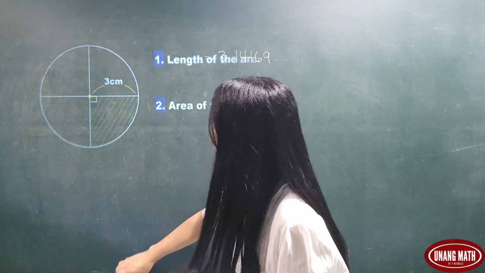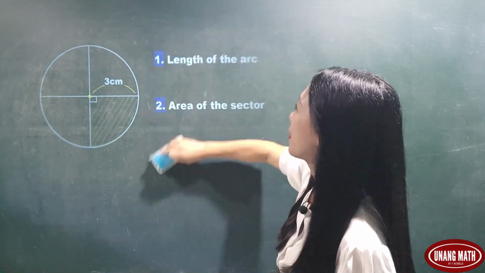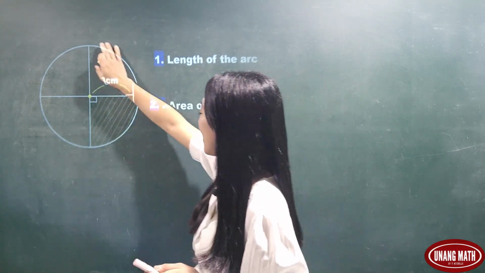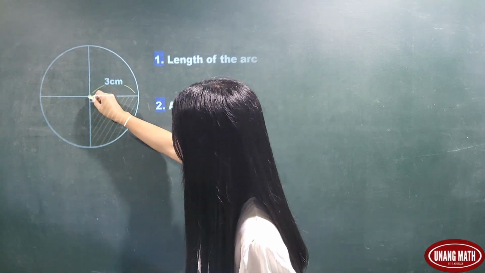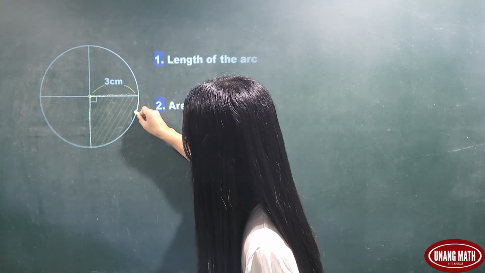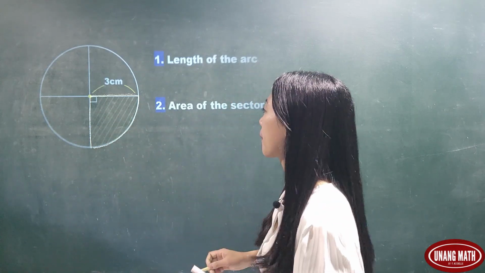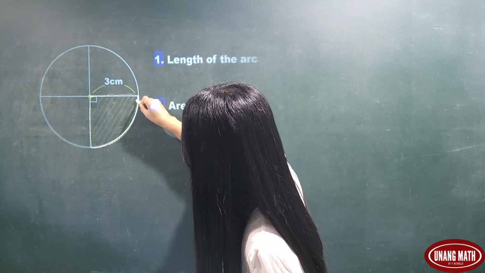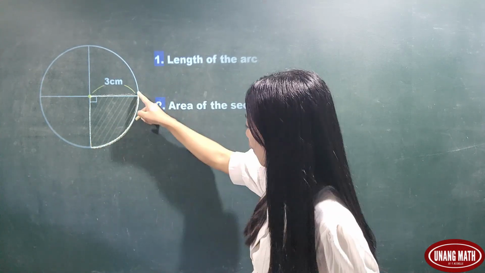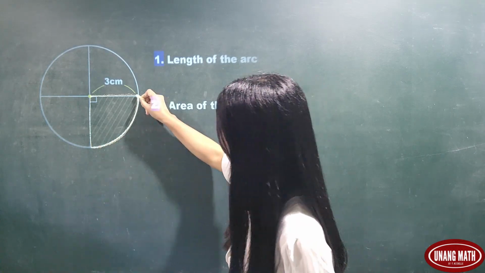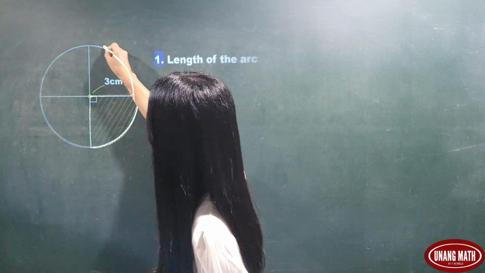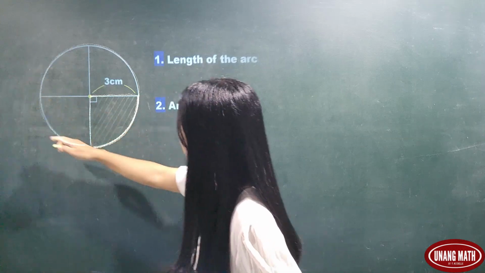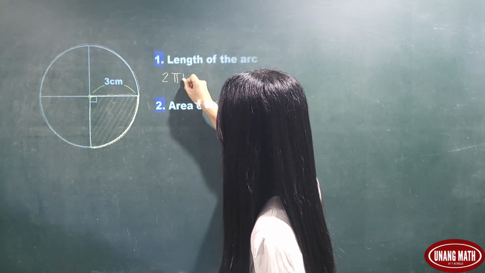Now, let's find the length of the arc. How are we going to find the length of the arc? Let's consider this circle, specifically this part of the circle, or this sector. This is the arc of this sector, and we will find the length of this arc. Take note, this arc is just part of this whole circumference. Whole circumference is 2 pi r.